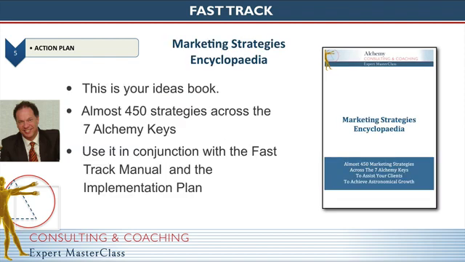Next up is the Marketing Strategies Encyclopedia. Now, I mentioned before, this might be a little bit awkward. This thing is really big. There are just short of 450 marketing strategies in here, and they are sectioned into the 7 alchemy keys. So opening it up, you'll find that there are 110 strategies just for getting more leads.